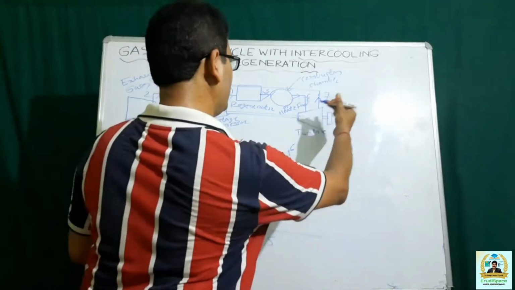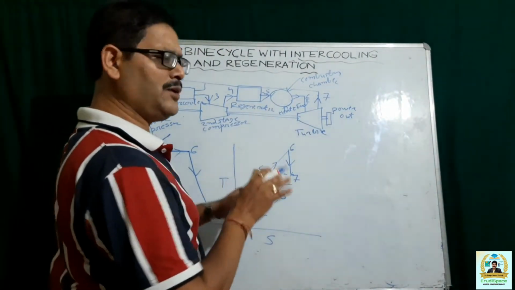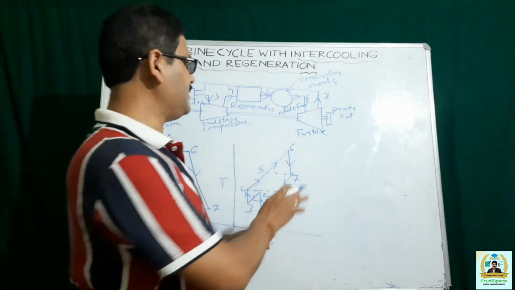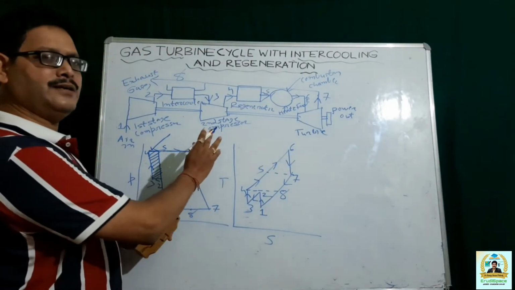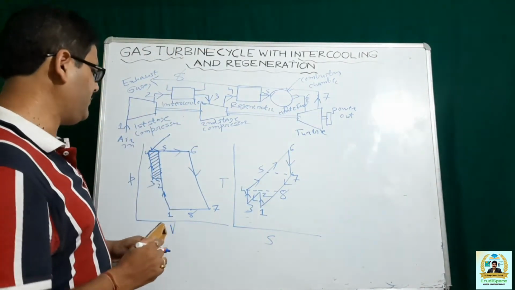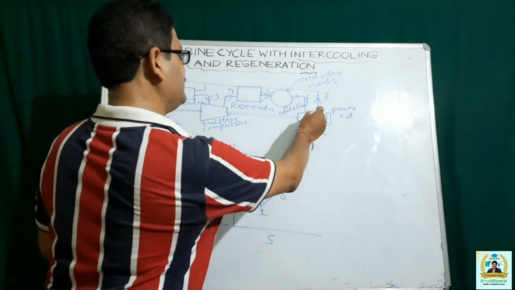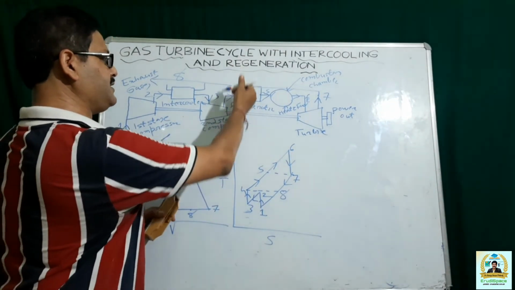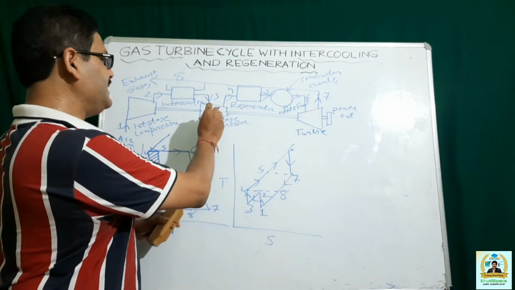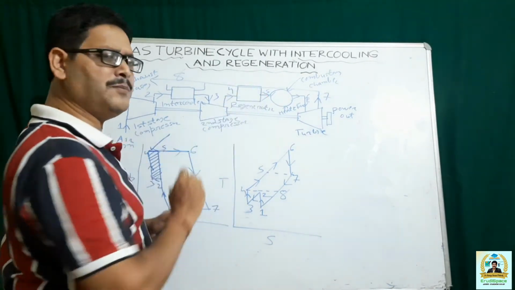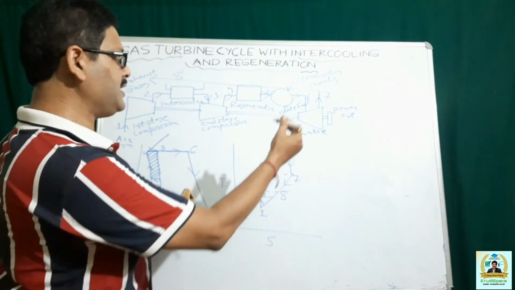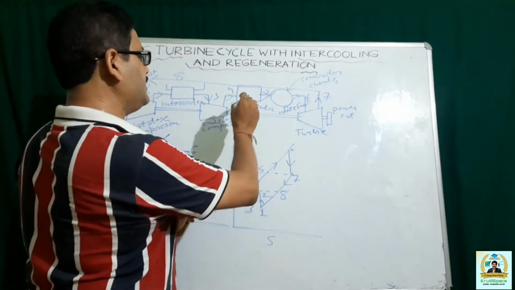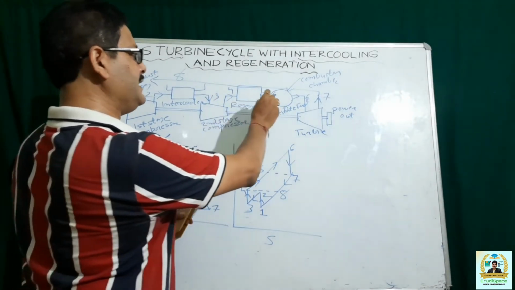You get power due to this, and the turbine is also used to run the compressor. So the net work will be the power that is developed in the turbine minus the work that is consumed in both the stages of compression. After that, the exhaust is made to pass through the regenerator where it transfers heat to the air that is leaving the compressor and entering the combustion chamber. And the flow of the exhaust gas is counterflow to the direction in which the air is coming from the compressor and entering the combustion chamber.